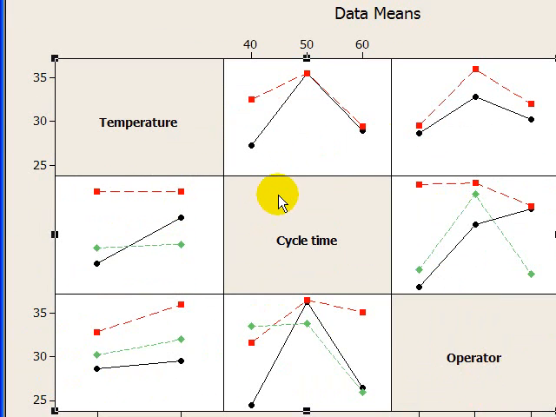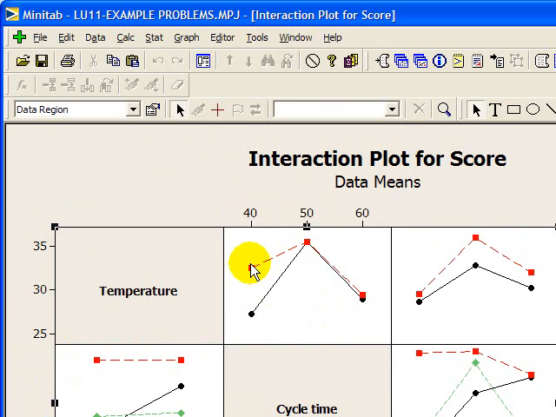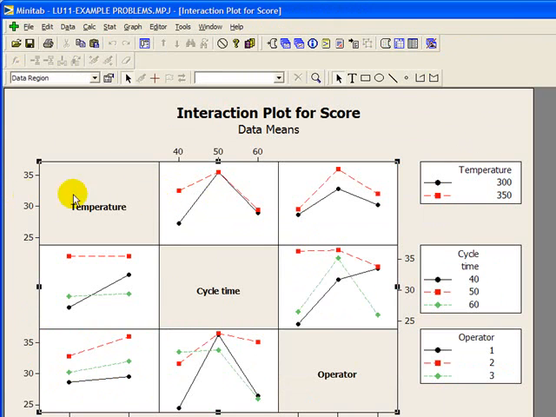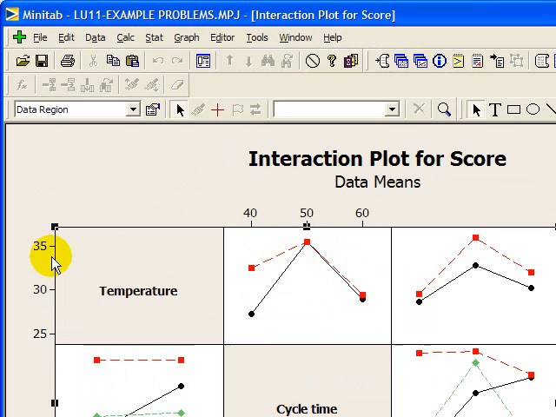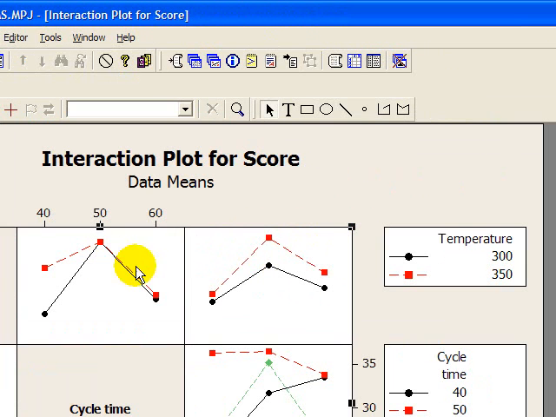Now looking at this whole plot, you can see here the red line which indicates, on the very first row, the temperature, right? So if higher score is better, what temperature level would you like to select? It is obvious that you would want to select the red color, because for this red line you have better values of score as compared to the black line, right? So you will want to select a temperature of 350.